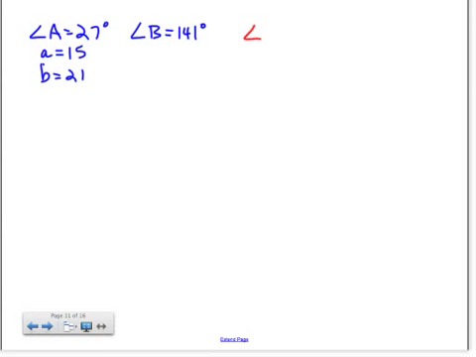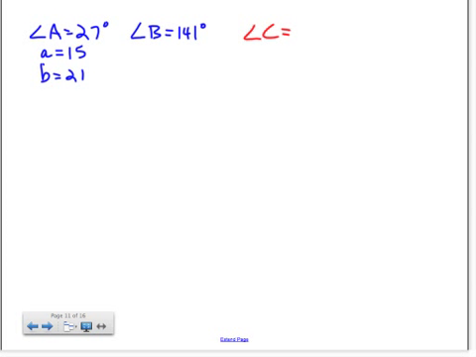Okay, so triangle 2. We know that angle A is 27 degrees, and side A is 15. Angle B is 141. Side B is 21. And angle C, well, we have to find angle C. 27 plus 141 is 168, so 180 minus 168 is 12. So angle C is 12.